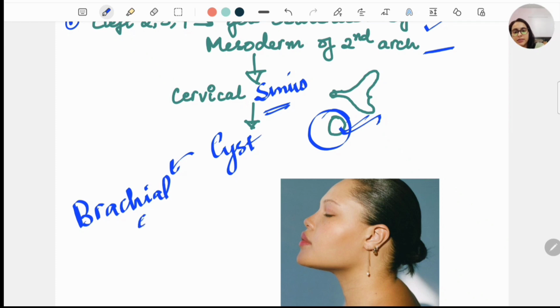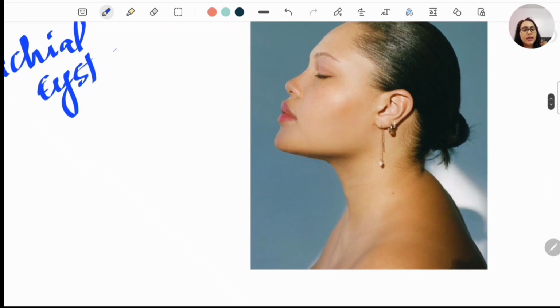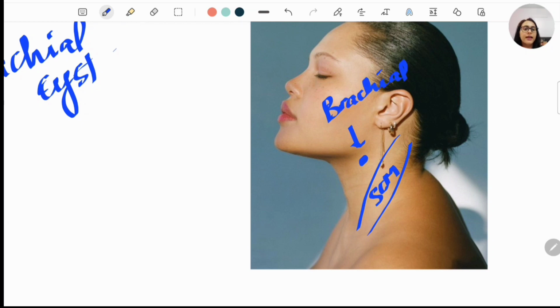So remember, in surgery, when we talk about the location of the branchial cyst, it is going to be near the angle of the mandible, anterior to the sternocleidomastoid muscle. While on the other hand, a thyroglossal duct cyst is present in the midline. So the branchial cyst is present at the anterior border of the sternocleidomastoid near the angle of the mandible. If there is a branchial sinus or fistula, it is present at a lower level in the neck.